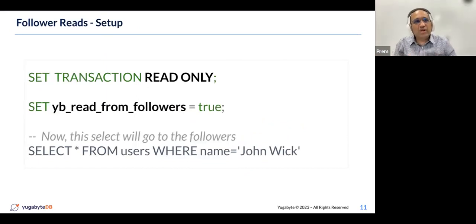First, the transaction should be read-only, because all the writes have to go to the leaders. And you have to turn on the feature flag, which is yb_read_from_followers true. Once you set both these options, your read-only selects, like select star from users where name is John Wick, will automatically go to followers.